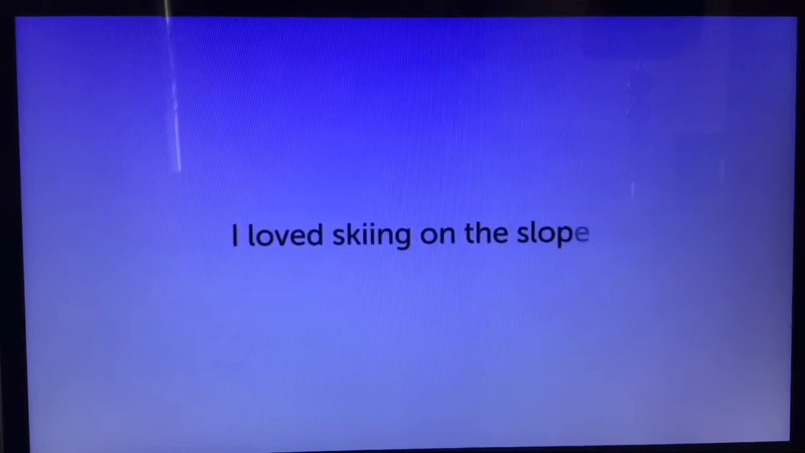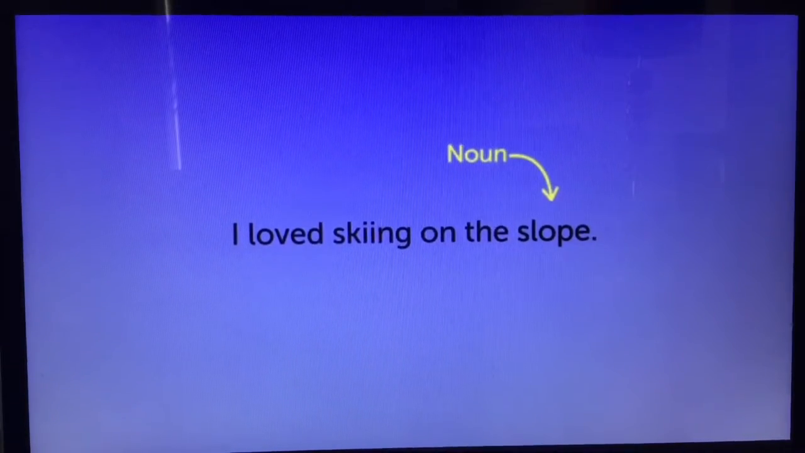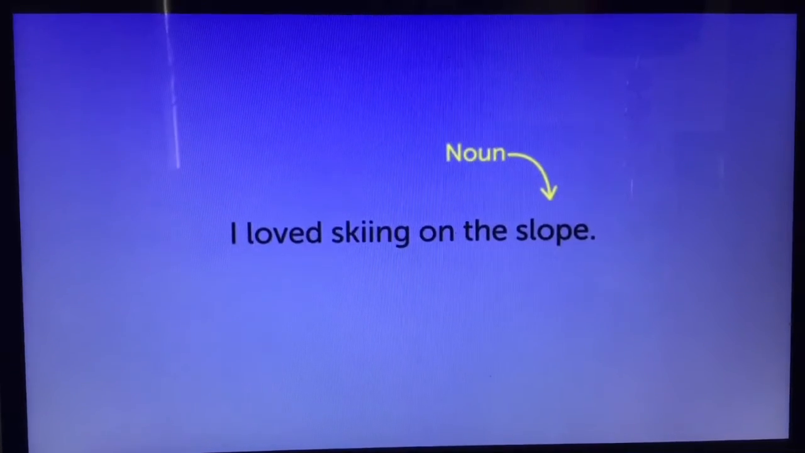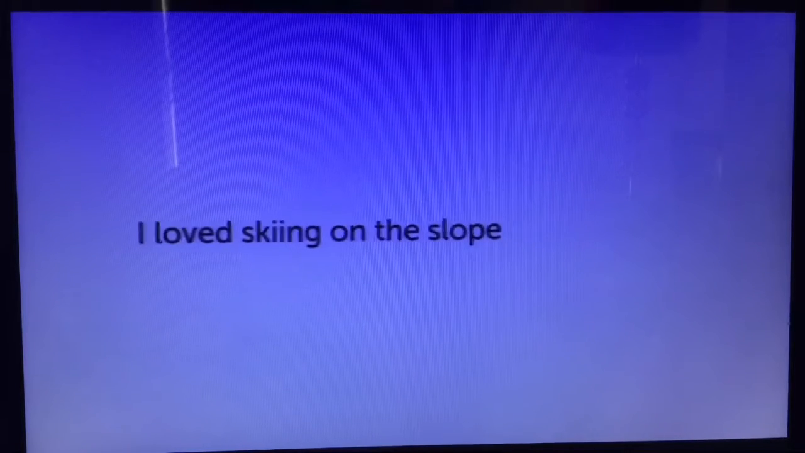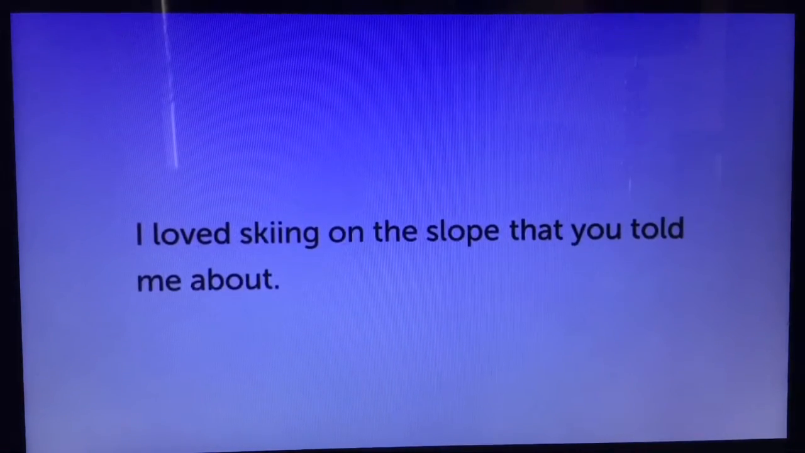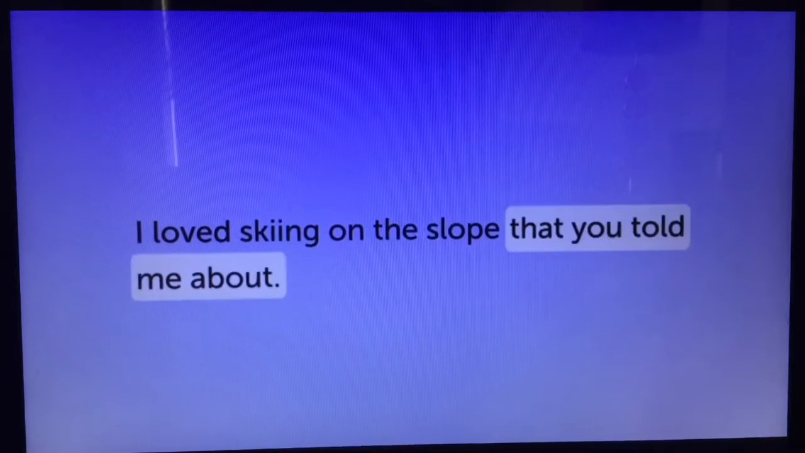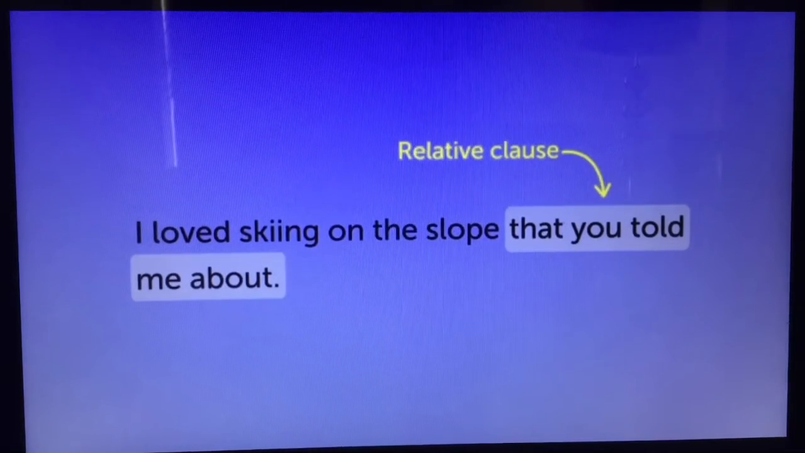I loved skiing on the slope. Slope is the noun. Adding a relative clause to give more information about the noun could change this sentence to I loved skiing on the slope that you told me about. That you told me about is the relative clause, and it begins with that.